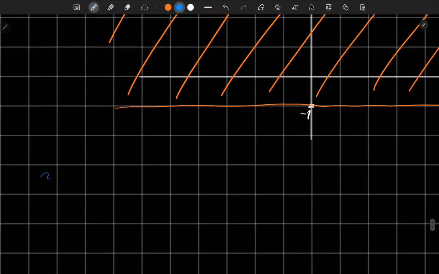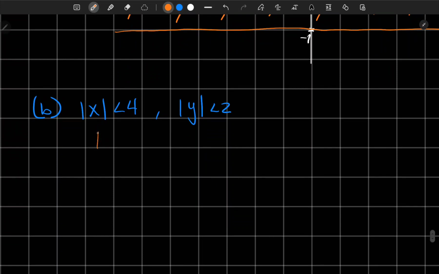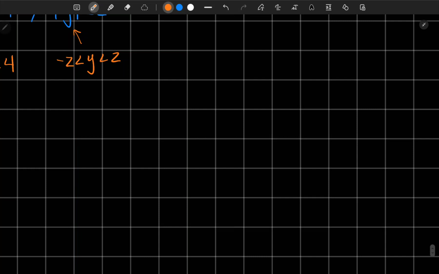Next, suppose that we considered the region given by the absolute value of x is less than 4, and the absolute value of y is less than 2. Well, what this really means is that -4 is less than x, which is less than 4. And similarly, -2 is less than y, which is less than 2. Then, sketching this out, we again draw the XY plane.